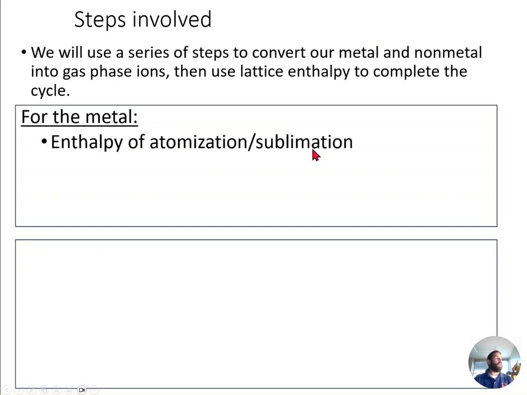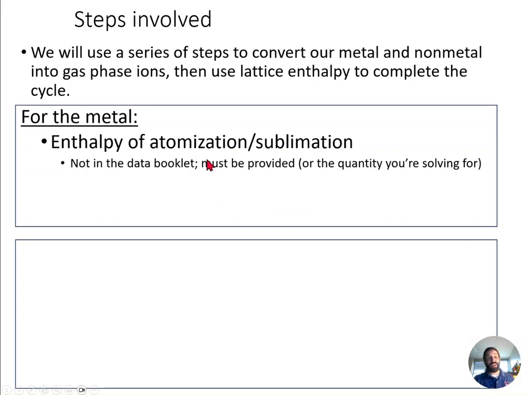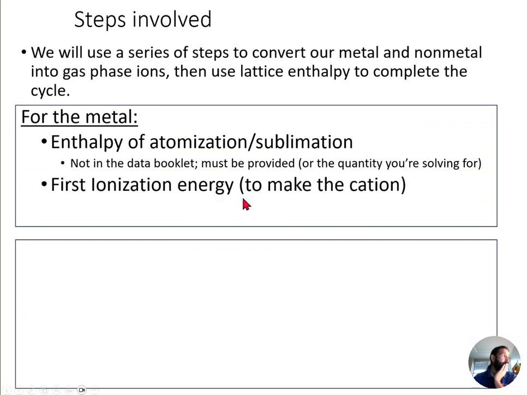All right, so the first thing we got to do is work on the metal. We're going to start with the solid metal. The first thing we got to do is turn it into gaseous metal. So that'll be the enthalpy of atomization / sublimation. Those values are not in the data booklet, so they'll either have to be given to you or they'll be the values that you're trying to calculate.